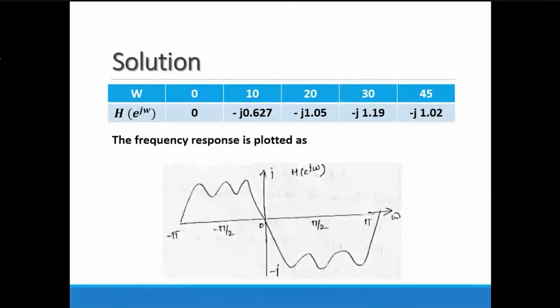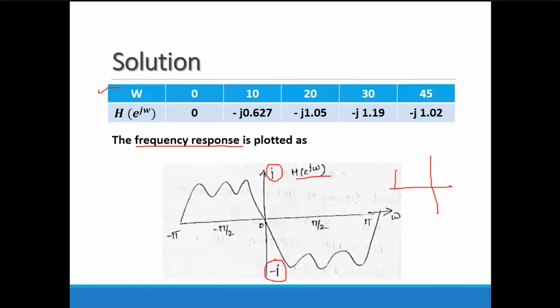So here I am taking the values of omega as 0, 10, 20, 30, 45, and we calculate h of e raised to j omega, that is 0, minus j 0.627, minus j 1.05, minus j 1.19, minus j 1.02. When you plot these few values in the frequency spectrum, your frequency response h of e raised to j omega will be like this. Here you get the maximum value, that is j, and here you get the maximum value, that is minus j. So you plot these values from 0 to pi. As we know, the ideal response will be like this. The ideal Hilbert transform response will be like this.